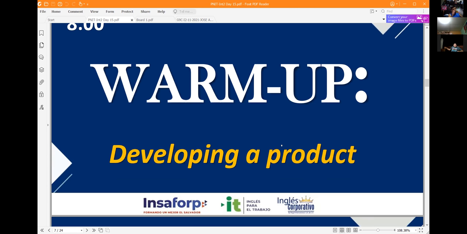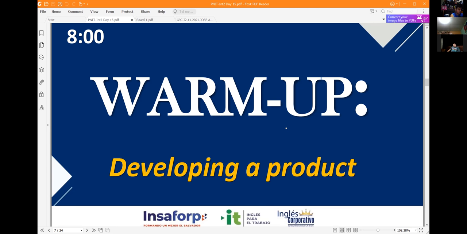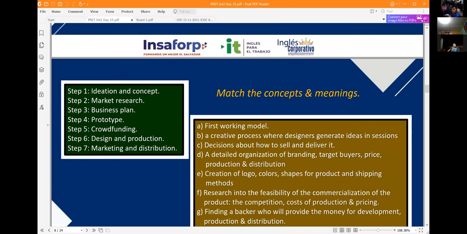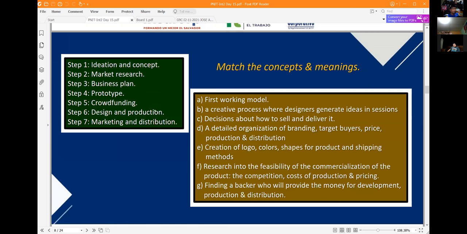Now, my friends, let's begin with the warm-up, developing a product. First thing that you're going to be doing is matching the seven steps for production or development, and then the definitions here, or a small explanation of them here. So you're going to be matching the letters and the numbers. Well, the letters and the steps.